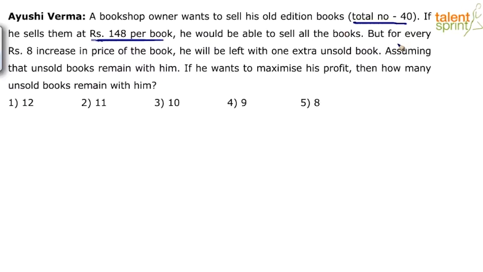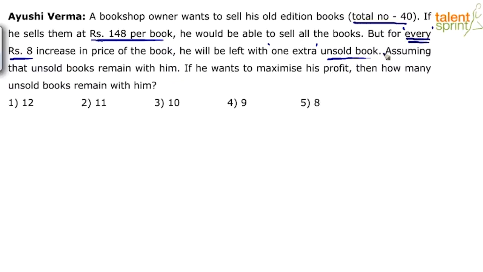But for every rupees 8 increase in the price of the book. So if the price of the book increases by 8, for every rupees 8, focus on the word every. For every rupees 8 increase in the price of the book, he will be left with one extra unsold book. So he'll be able to sell all the 40 books if the price is 148. But as he increases the price by 8 rupees each time, he'll be left with one extra unsold book. If he increases by 16 rupees, he'll be left with 2 unsold books and so on.